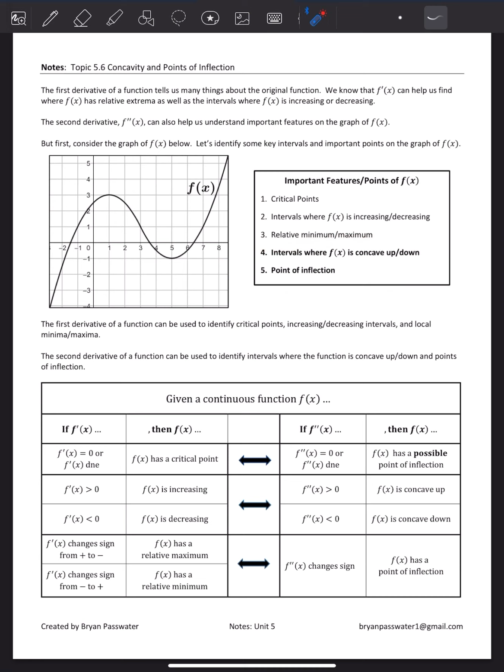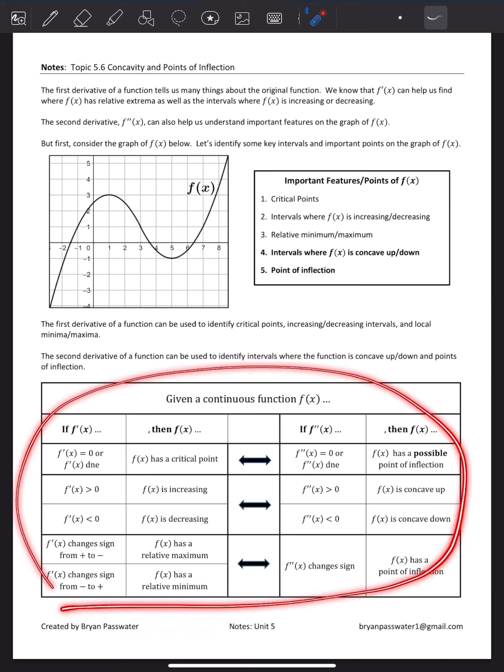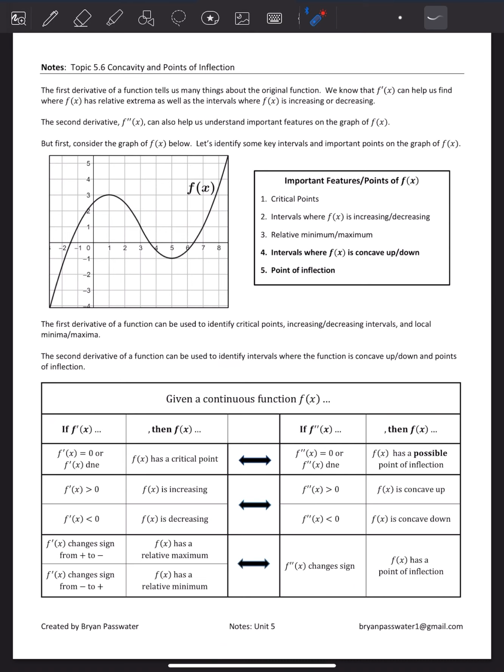So this table right here kind of tells us all the different things that we can tell based off of if we know something about the derivative, and what that means in our function. So if the derivative of our function equals 0 or does not exist, that means we have a critical point. If our derivative is greater than 0, we're increasing. If it's less than 0, we know we are decreasing. If the first derivative, f prime, changes sign from positive to negative, we have a relative max for f of x. And if f prime of x changes from negative to positive, we have a relative minimum.